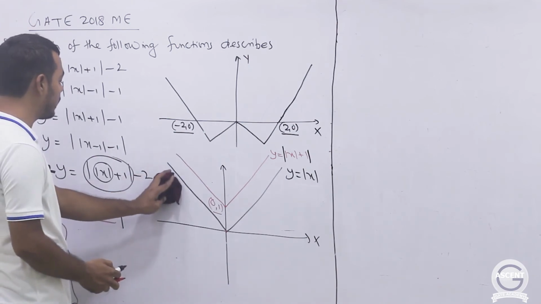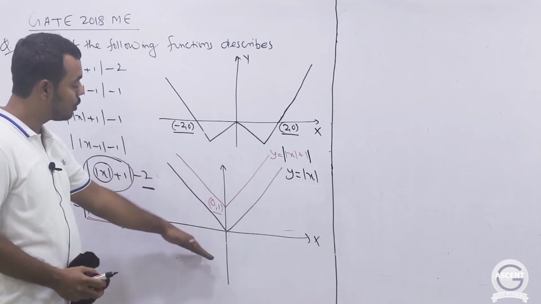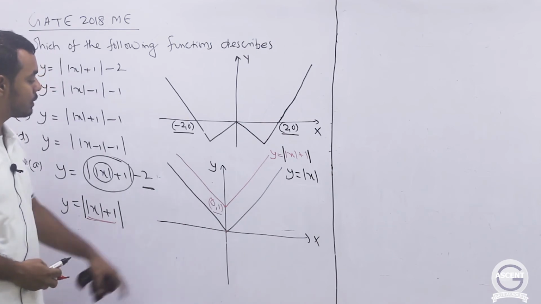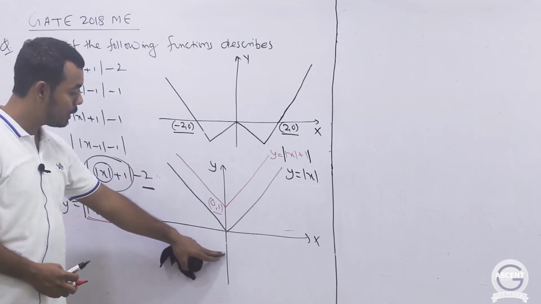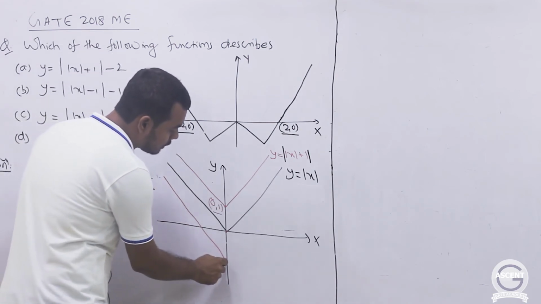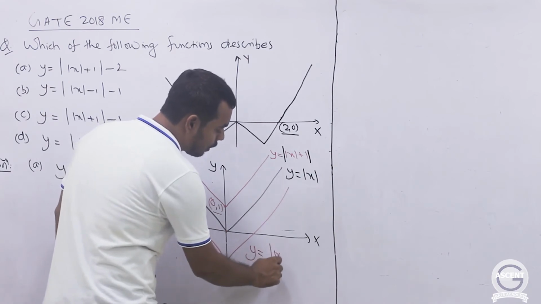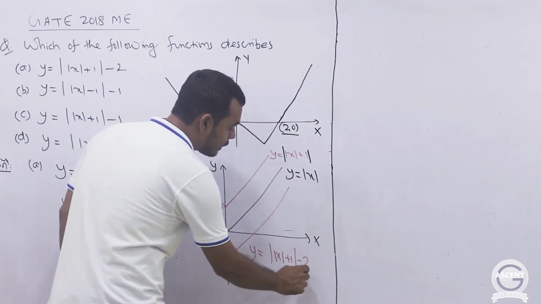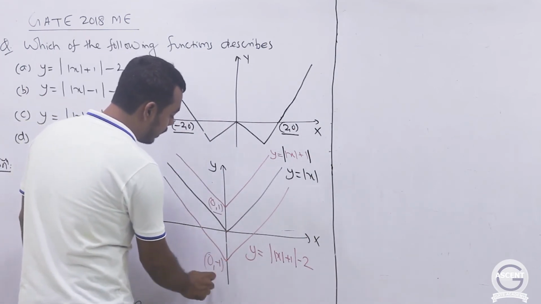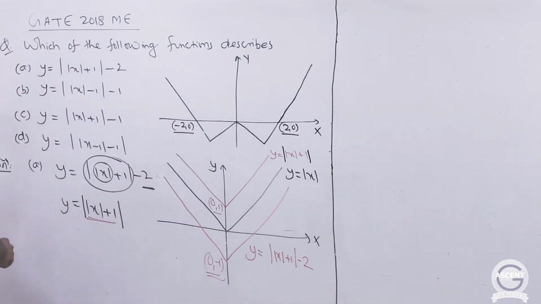Now we need to subtract 2 from here. So this means we have to shift this graph by 2 units towards negative y axis. This was our positive y axis. We need to shift this red graph by 2 units towards negative y axis. So now the graph that you are going to get is something like this. This will be your graph of the function y equals to mod of mod x plus 1 minus 2. This point will be 0, negative 1. As you can see, this graph is nowhere close to the given graph, and therefore option A is incorrect.